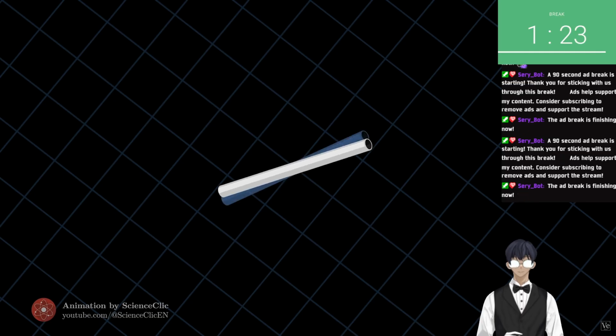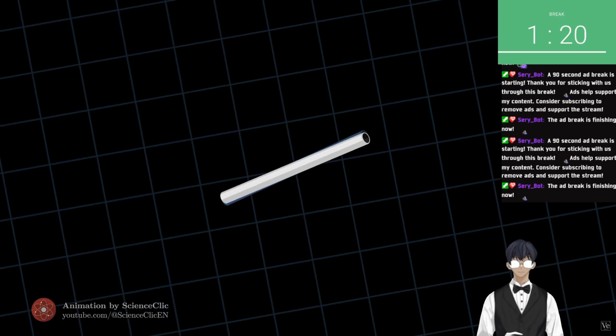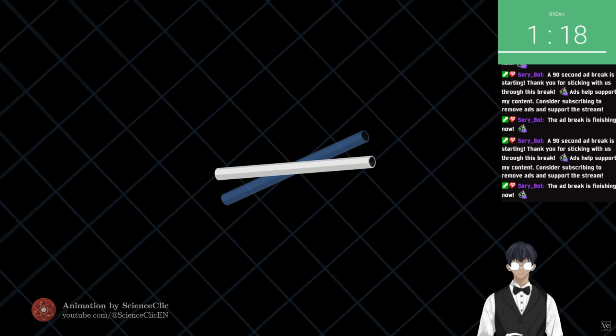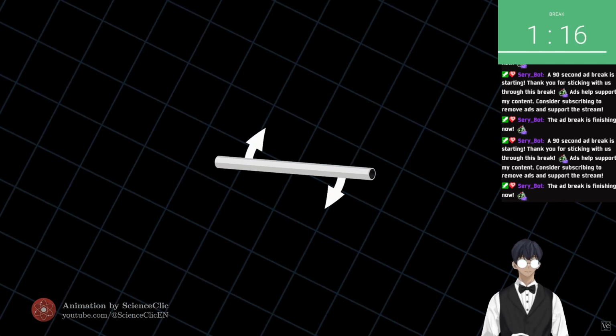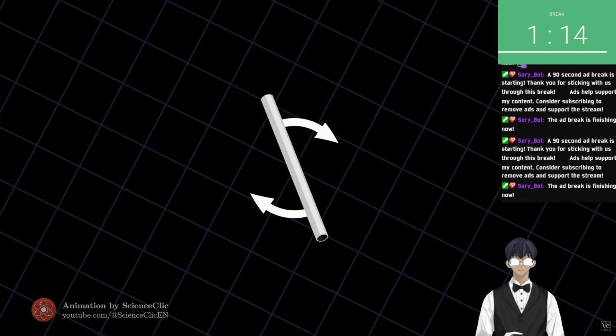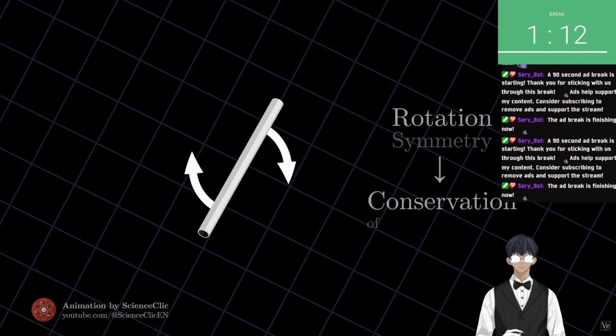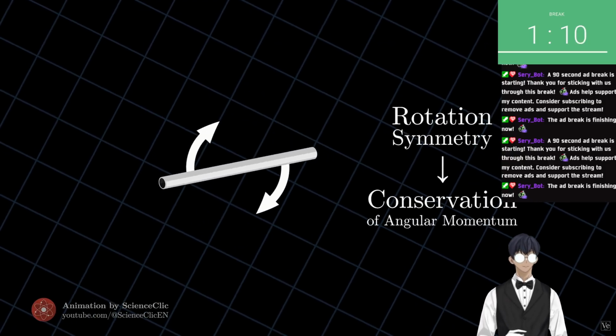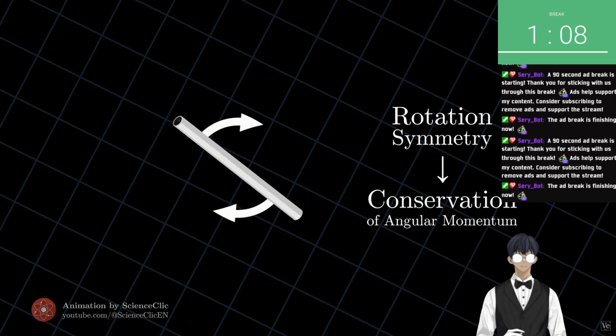And we can keep doing this so that each instant looks exactly the same as the one before, which means the object will keep rotating this way indefinitely. So the law of conservation of angular momentum comes from the rotational symmetry of the universe.